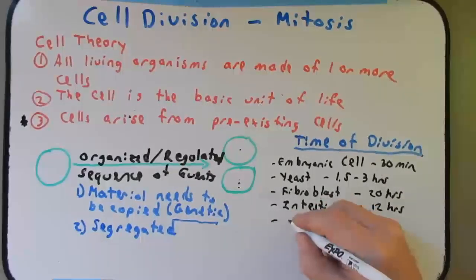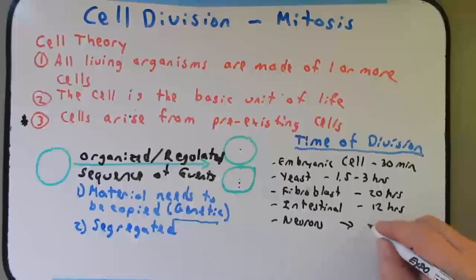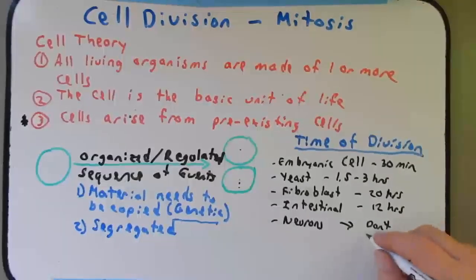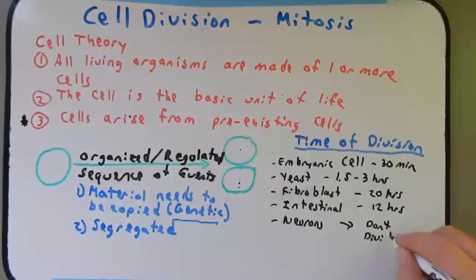And then we have some cells like neurons, and they don't divide. Once they're made, they're there forever. So if you lose them, you can't get them back. So they don't divide. Okay, now let's move on.